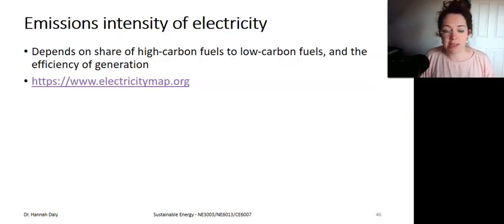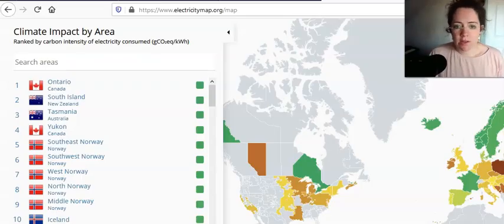Finally, then, the emissions intensity of electricity is very significant, and it depends on the share of high carbon fuels, for example, peat, coal, or even oil, to low carbon fuels, and also the efficiency of generation. And I'll show you here this electricity map, which shows the emissions intensity live of different fuels. So here is this website, electricitymap.org, and it shows the emissions intensity of electricity generation in different countries.